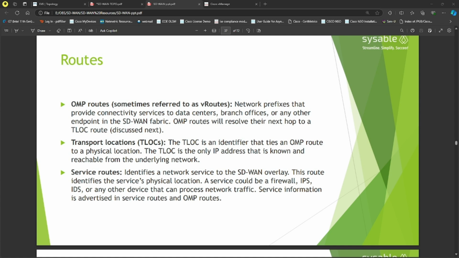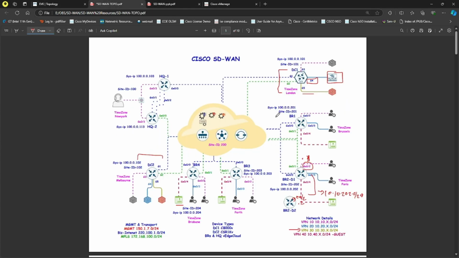Now, what are the OMP routes? Sometimes referred to as virtual routes, they are network prefixes that provide connectivity services to data centers, branches, or any other endpoints in the SD-WAN fabric. OMP routes will resolve the next hop to a TLOC route. So what is the whole fabric? All the devices are connected to this fabric, right?